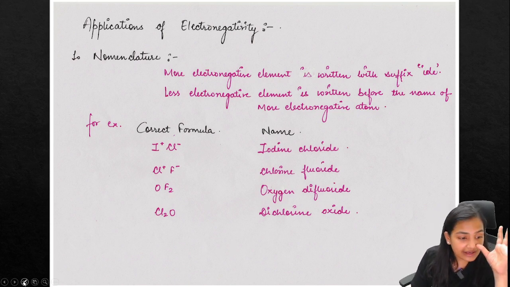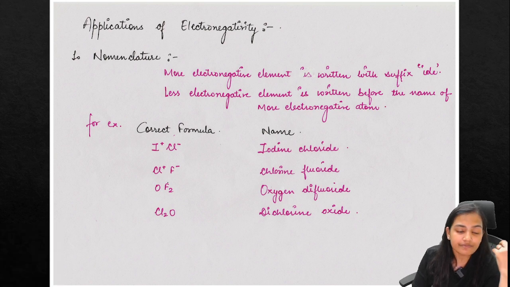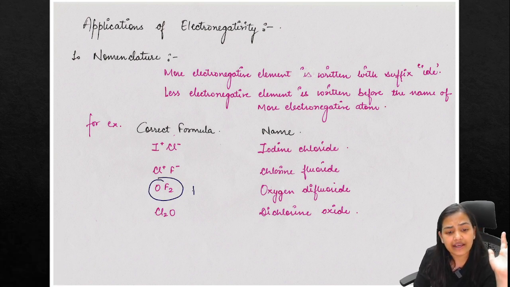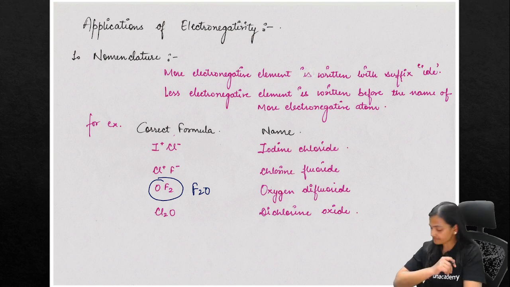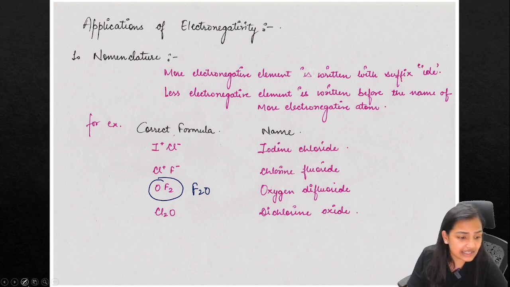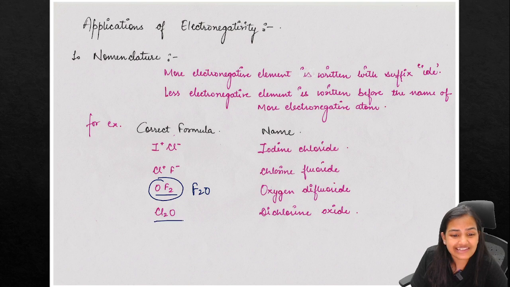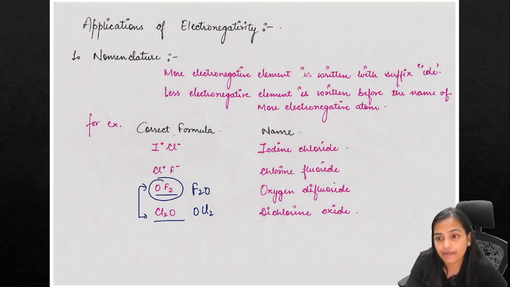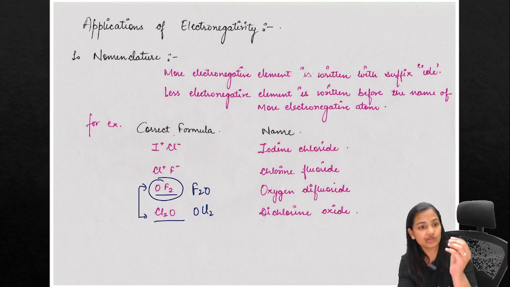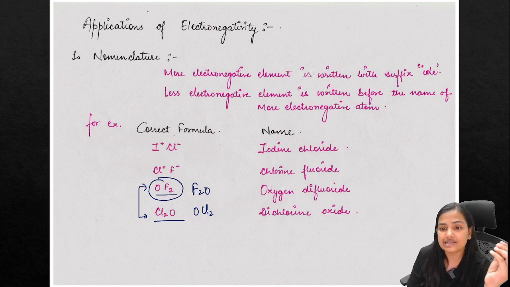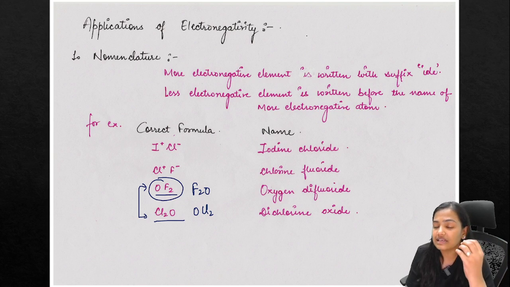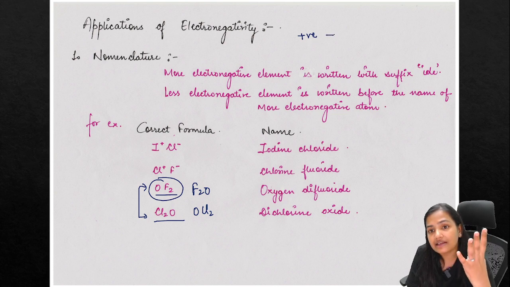Nomenclature. You might be amazed to know why the compound is OF2, why I cannot write F2O. What's the reason that I'm writing OF2 and I'm writing Cl2O? Why can I not write OCl2 the same way? Why can these two not be written in the same format? Because there is a certain pattern which is known as nomenclature. The nomenclature says that whenever you have to write the name of any compound, please write the positive part first and then the negative part.